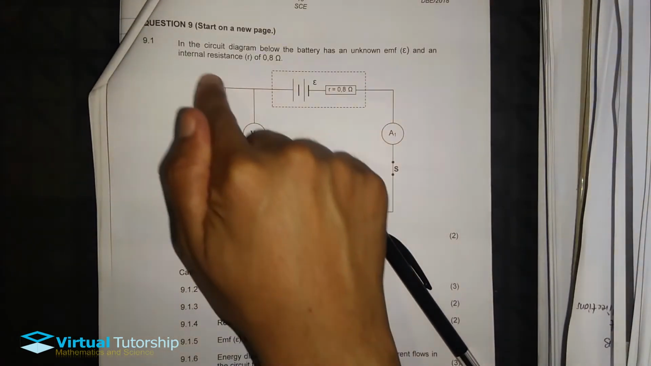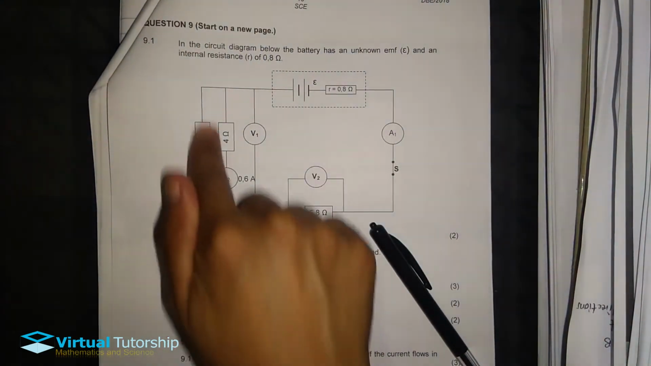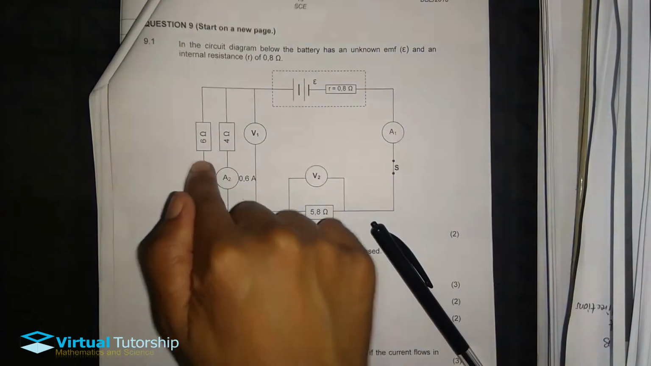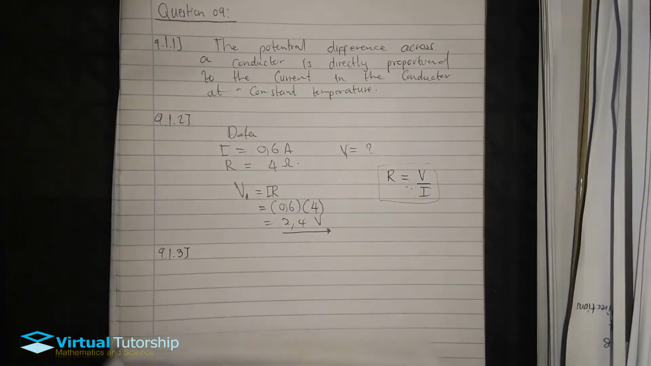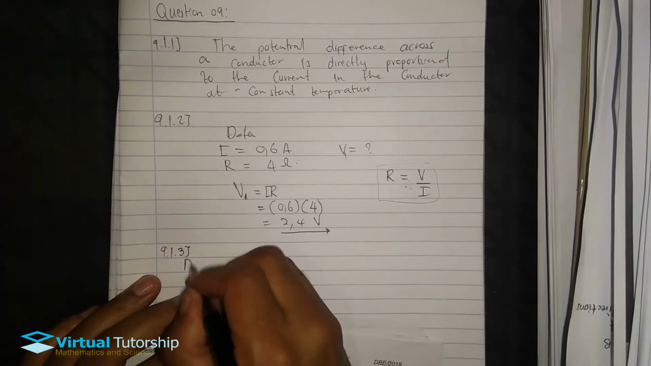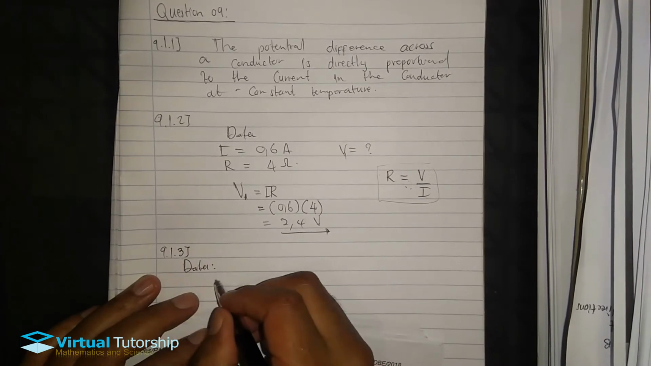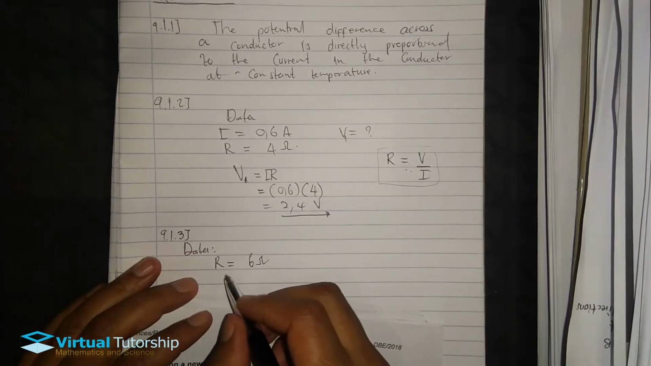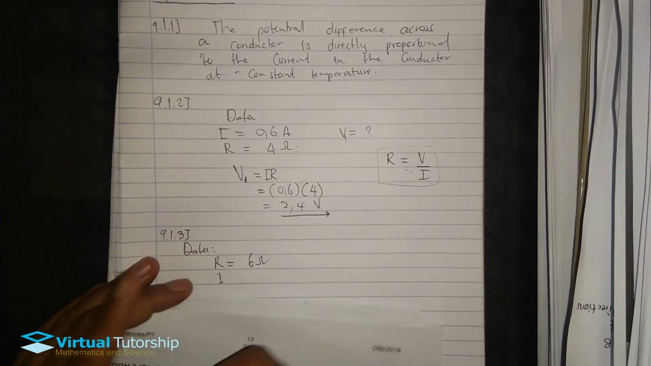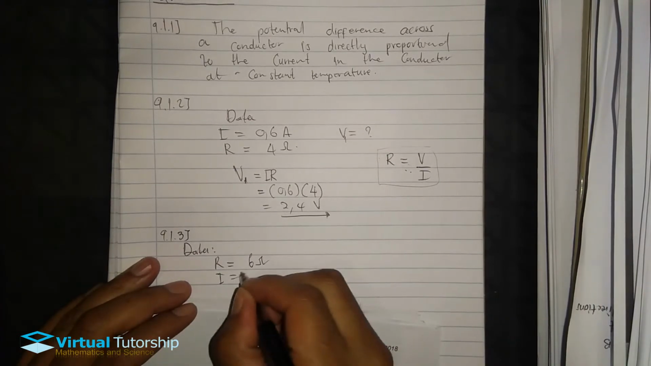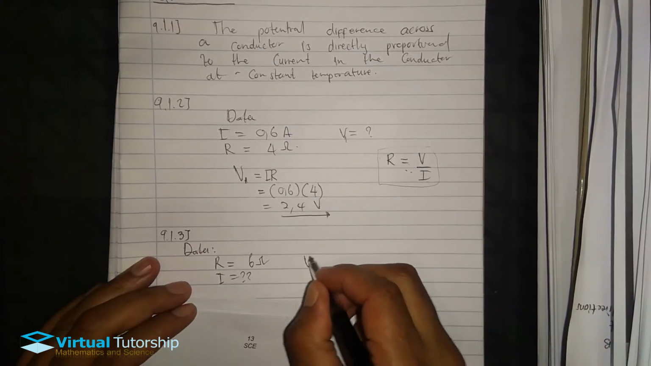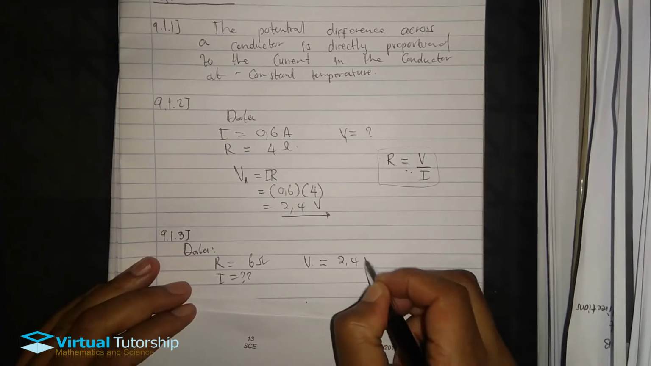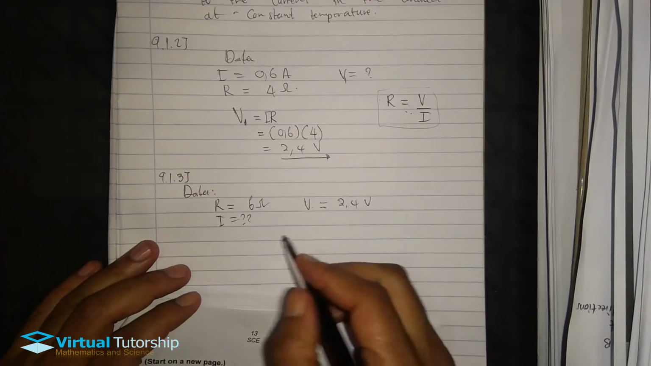So for this branch, current for this branch ka 6, ngine voltmeter, ngine resistance, I can calculate I using Ohm's law. So data is what? Resistance 6 ohm, and then ngifuna current, and then I also have a potential difference. A potential difference is the same value as above, it's 2.4 volts.